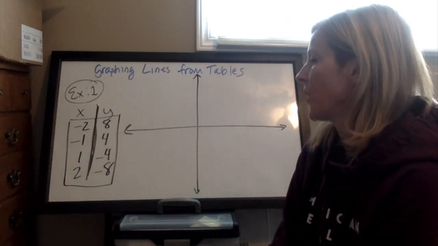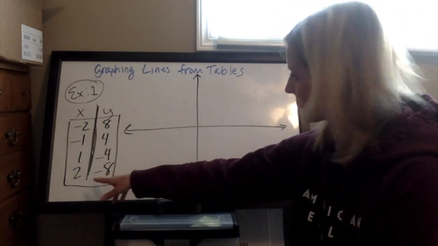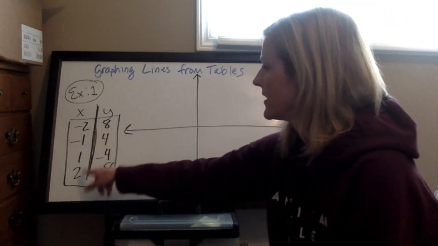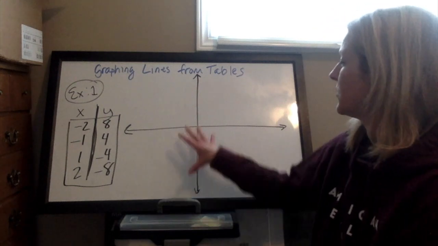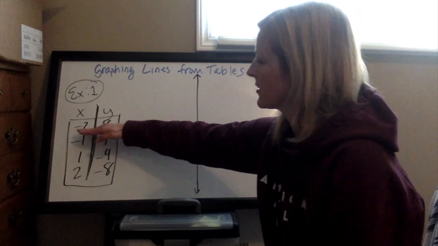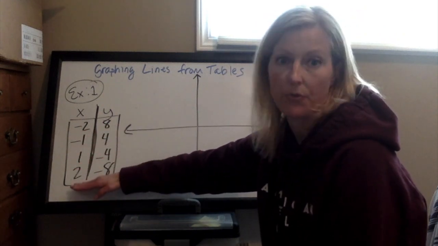And in example number 1, they give you a table with ordered pairs on it. So here's your X's and here's your Y's. So you need to be able to graph those. These are actually 4 ordered pairs. So 1, 2, 3, 4.